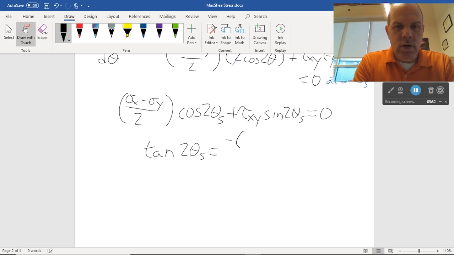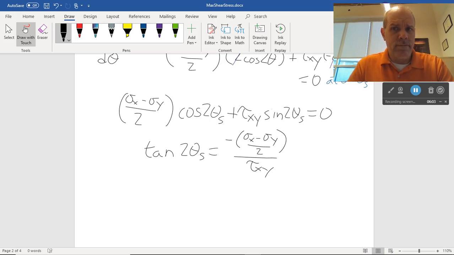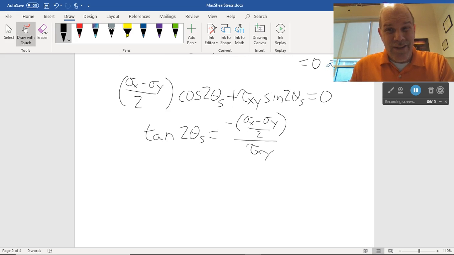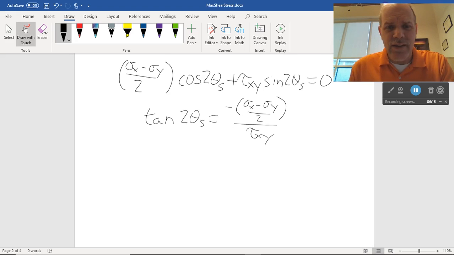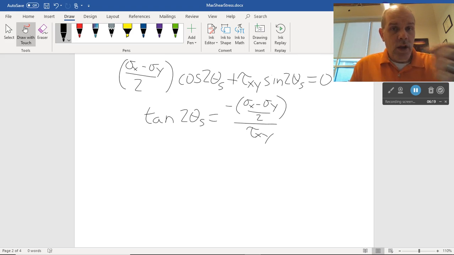minus the quantity sigma x minus sigma y over 2 divided by tau xy. Right? And I could also call this, by the way, nothing says I couldn't put the negative in the denominator. If you want to have negative tau xy in the denominator, fine, whatever. Six and a half dozen, as they say, of the other. Remember that triangle we drew last time, okay? It's going to get us somewhere.